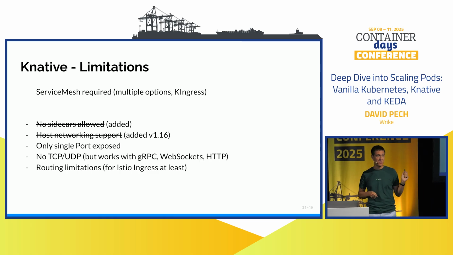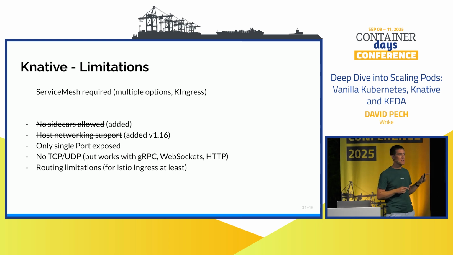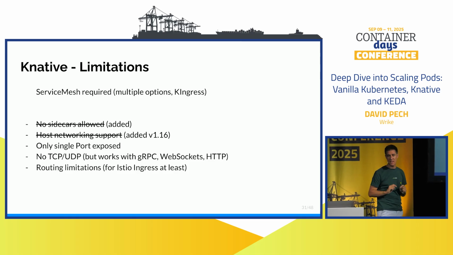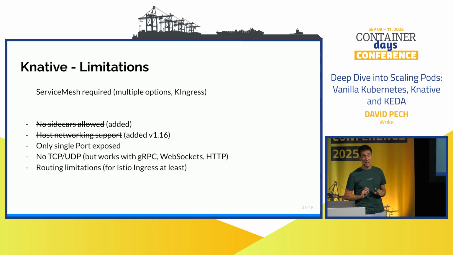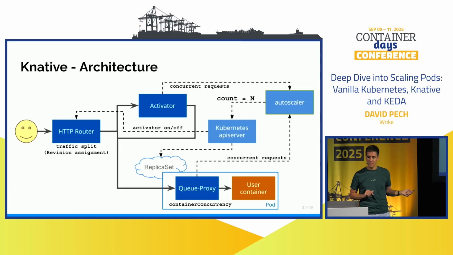There are some limitations, of course, to Knative. First of all, it requires you to run service mesh. It's not technically correct because there is some, let's say, special definition called K-ingress, but only 3 service meshes are currently supported. Originally, as I mentioned, given that they have a different YAML structure than the pod level, let's say, defaulted by Kubernetes, they didn't allow sidecars to go in. They didn't allow host networking, for example. This is already fixed. And they allow you to expose only a single port, for example.